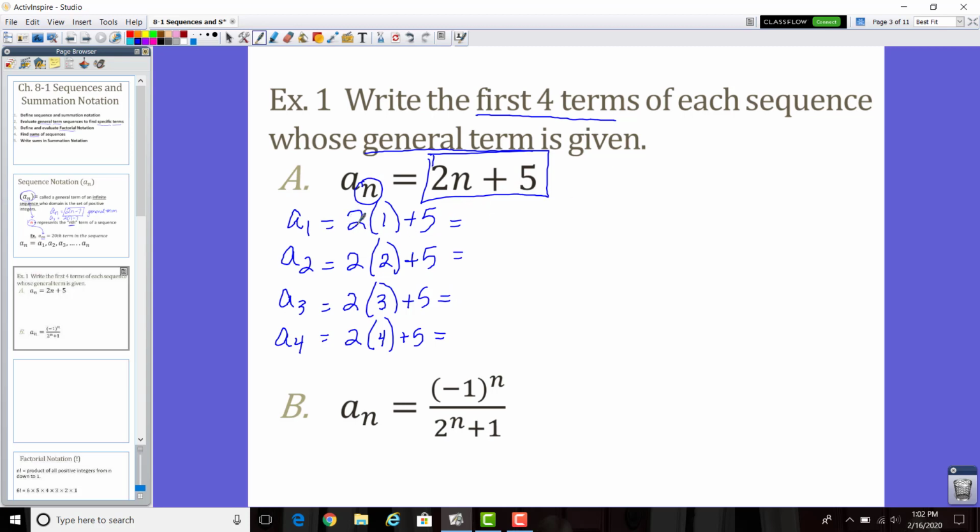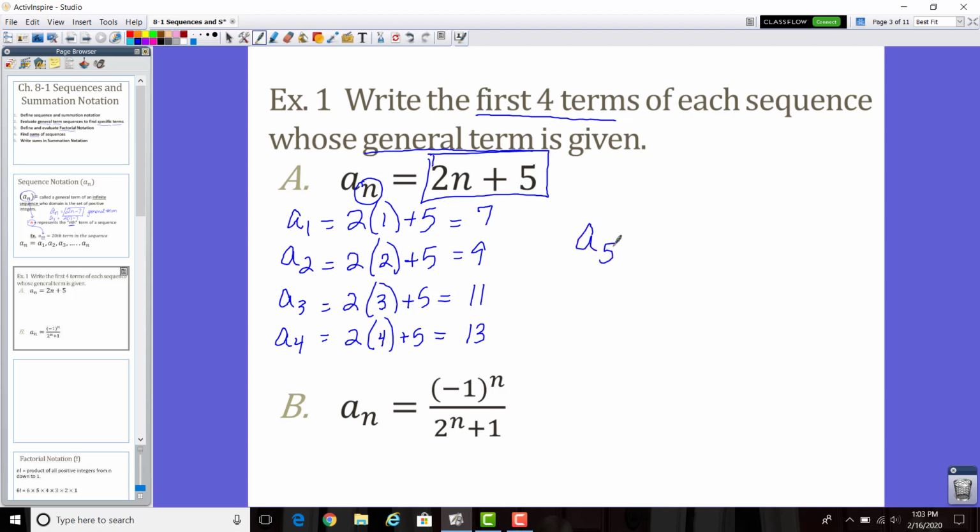So the first term is 2 times 1 plus 5, which is 7. 2 times 2 is 4. 4 plus 5 is 9. So my second term in this sequence has a value of 9. My third term is 6 plus 5, which is 11. And 8 plus 5 is 13. So this specific sequence has a first term of 7, second term of 9, so on and so forth.